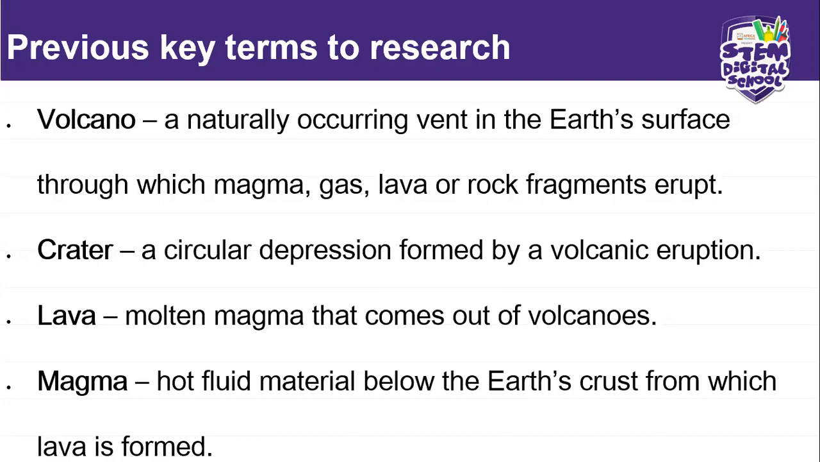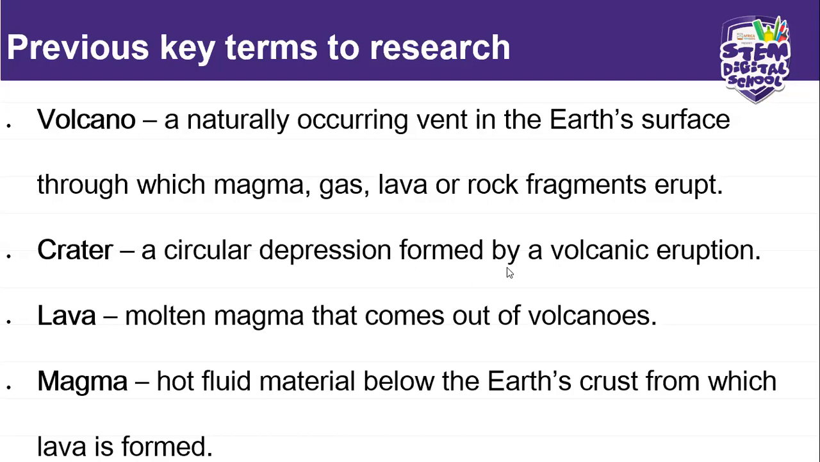Okay, let's go through the terms that I gave you to research. Volcano. What is a volcano? A naturally occurring vent in the Earth's surface through which magma, gas, or rock fragments erupt. So it's a volcano. And what is a crater? Just correct your answers if they are not related to this. A crater is a circular depression formed by a volcanic eruption. So all of these terms, you are going to understand them now because today we're going to focus on volcanoes. So you'll get a picture of what we're talking about.